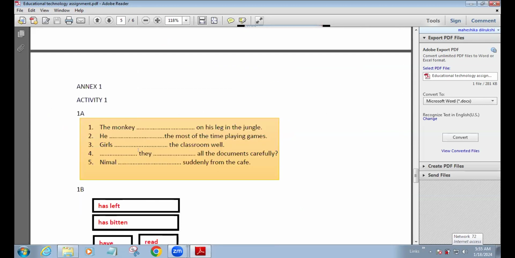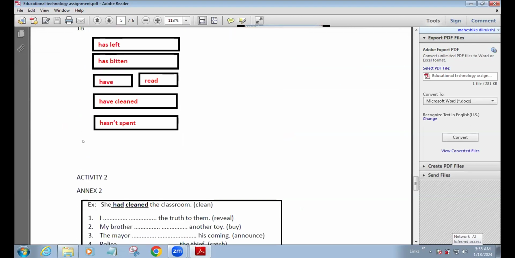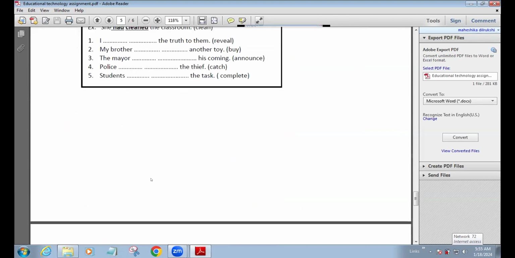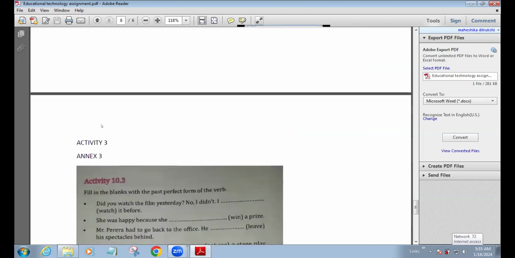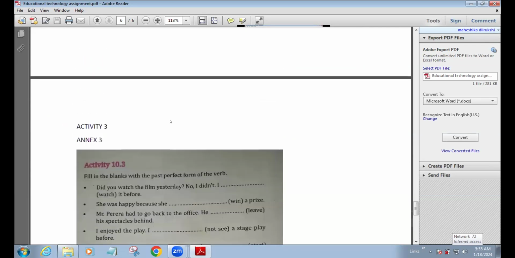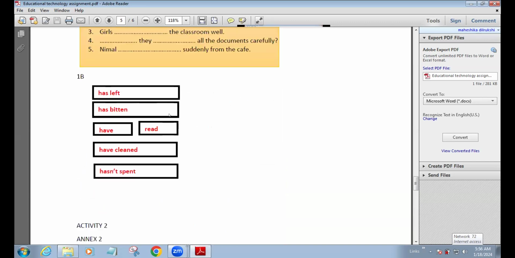So these are the annexes. Annex 1, Activity 1, Annex 1A, Annex 1B, and Activity 2 for Annex 2. This is Annex 3, Activity 3. It is in the textbook. So this is my lesson plan.